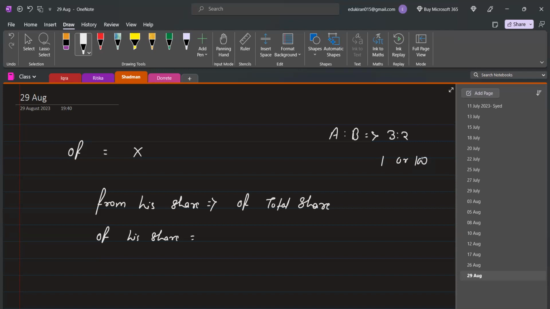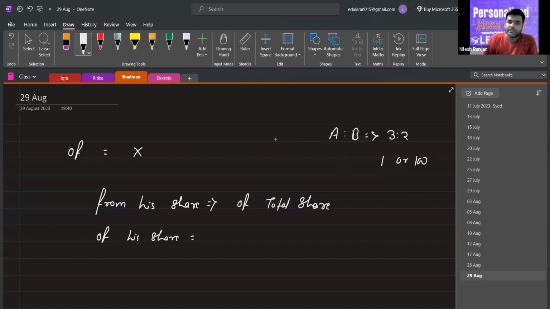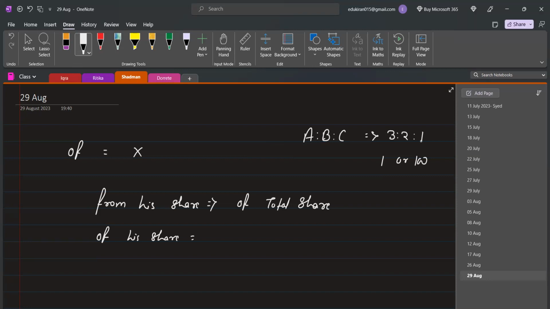Okay. So if the question is saying that new partner C... actually, there is no new partner here, because it is a chapter on change in profit sharing ratio. So only the profit sharing ratio is changing here. A, B, and C, there are 3 partners, and their profit sharing ratio is 3:2:1.